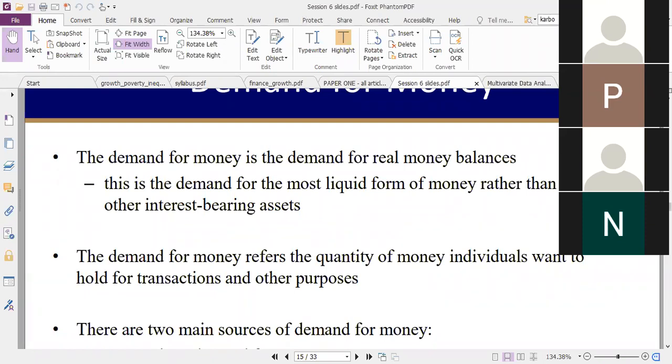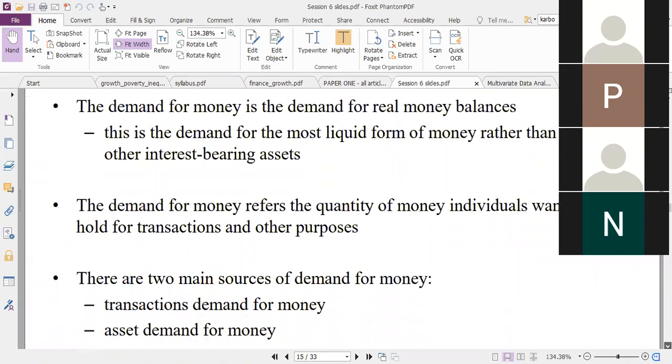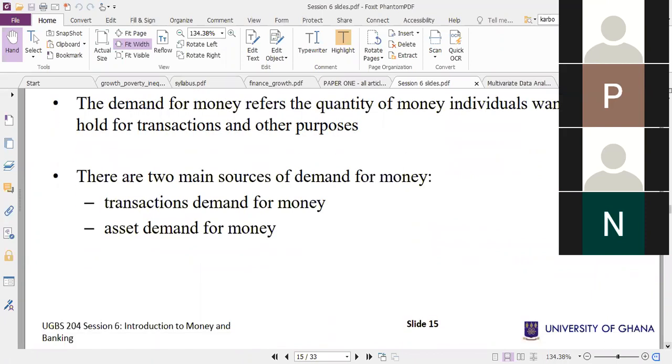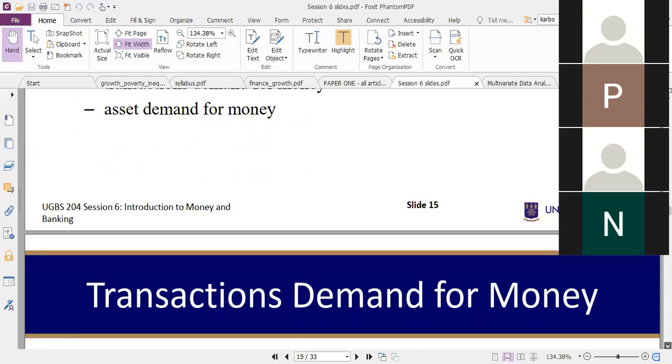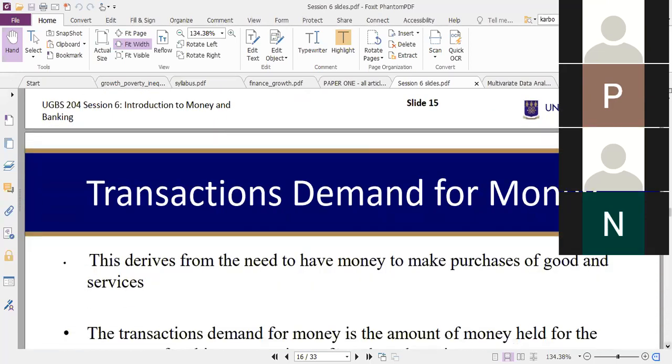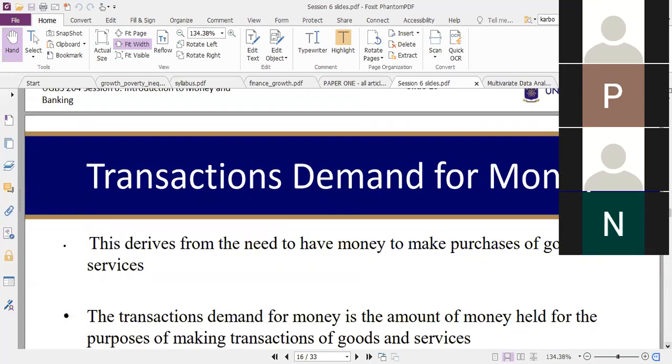Now, what are the two main sources of demand for money? The first one is transaction demand for money. I will explain this in detail. The other one is asset demand for money. I also spoke of speculation and precaution. We can ask you to tell us why you hold money. You can't see speculation here, but in your exams you will see it because we said it in class.